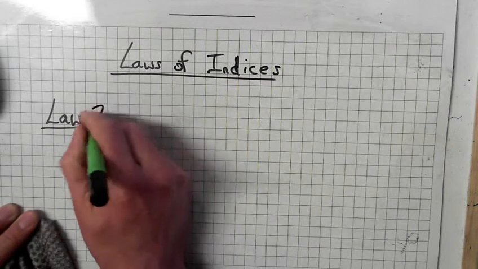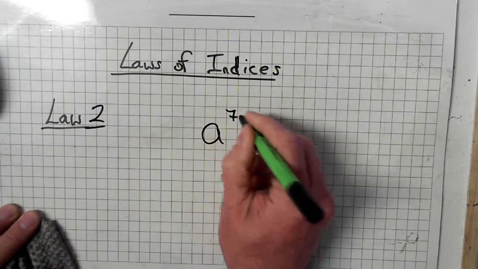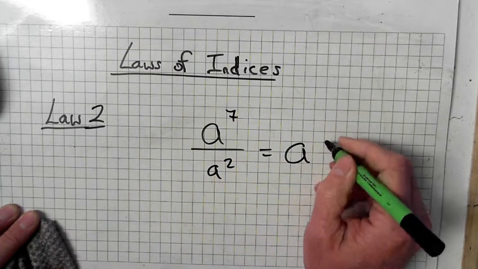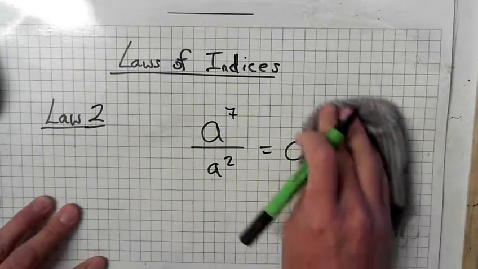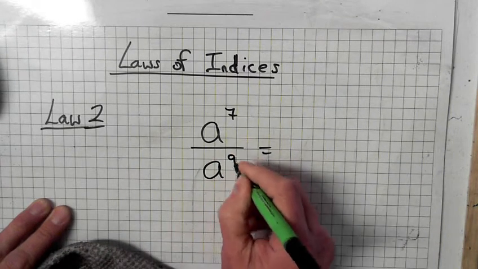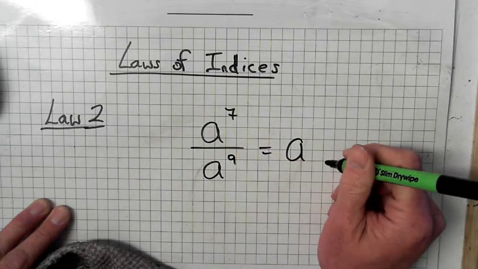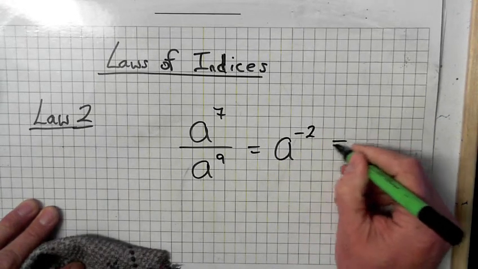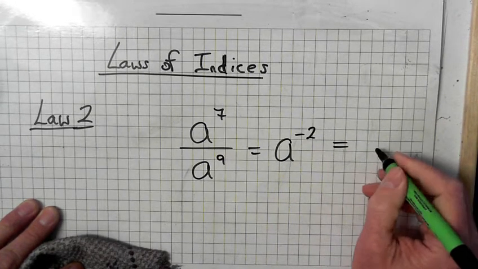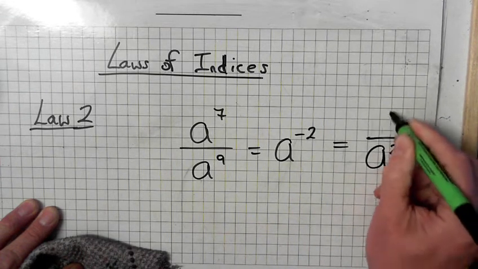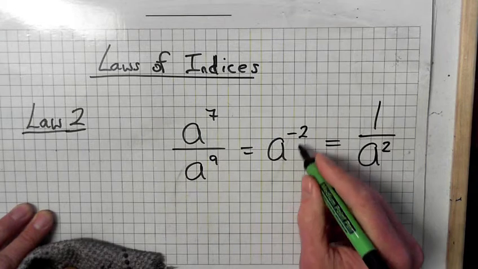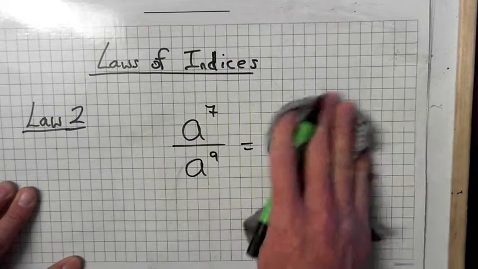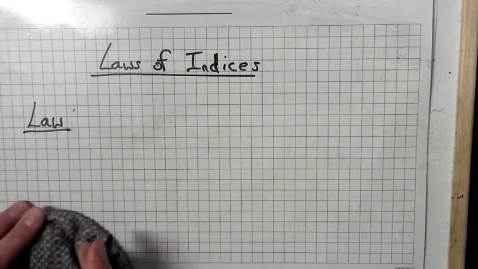Law 2, you're familiar with the division one. So if I have 8 to the power 7 over 8 to the power of 2, that's 8 to the power of 5. So division. Or if I had 8 to the power 7 minus 9, minus 2. How do you write 8 to the power of minus 2? What does the minus 2 do? Okay, so the minus 2 pushes the 8 and puts a 1 on top. Alright, that's the same value.